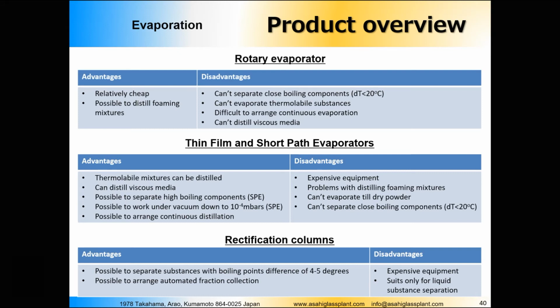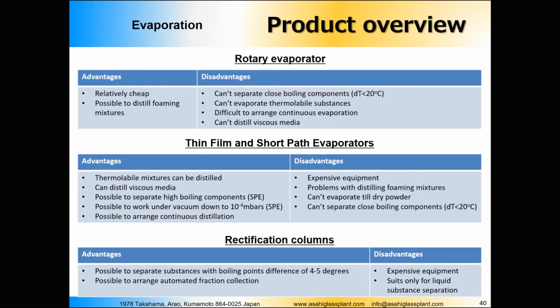Point number 4: we cannot distill viscous media, so that's the disadvantage of the rotary evaporator. Thin film and short path evaporators: the idea of both of them is evaporation in a thin film. That's why I've combined them in one table, but we can easily split them into two tables because there are some differences in the technology of these two types of equipment.